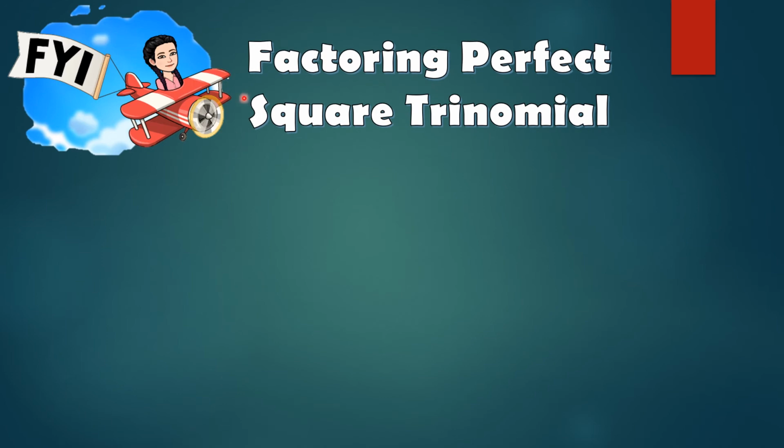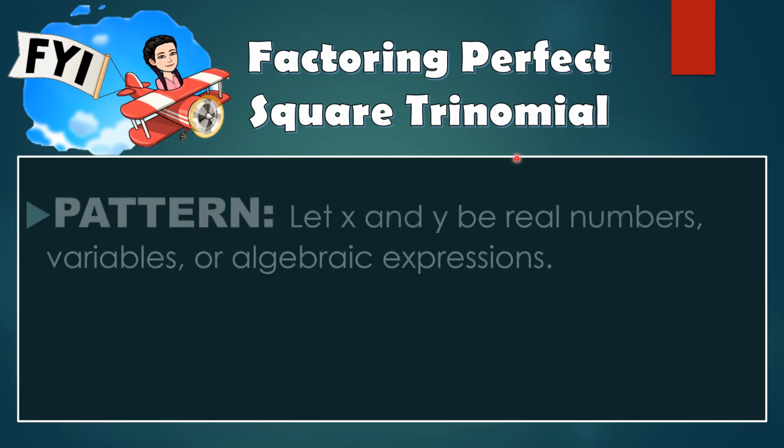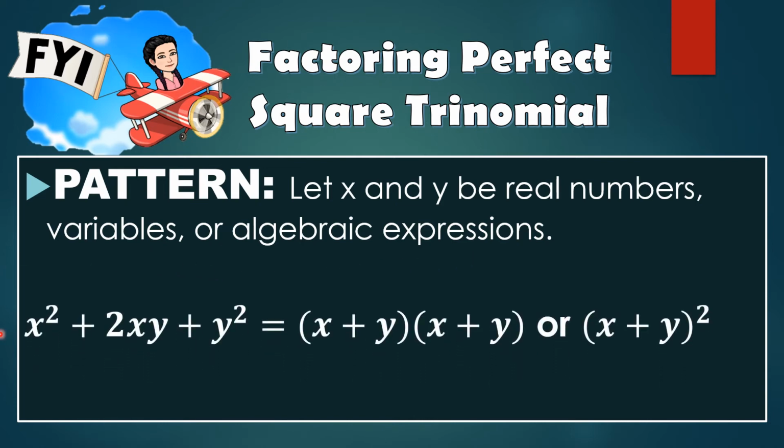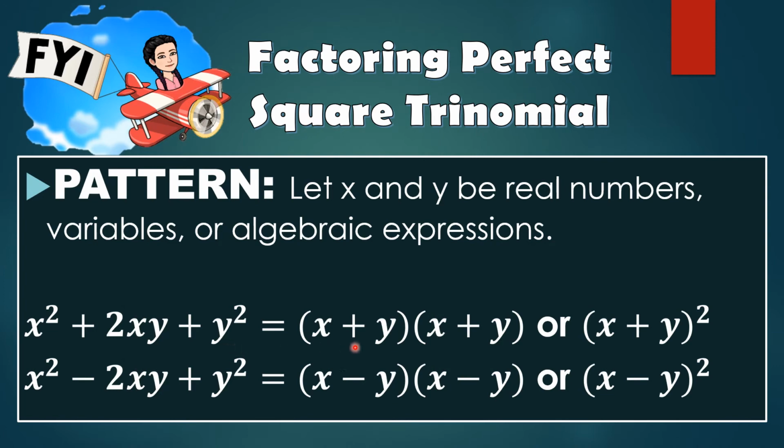So how are we going to factor perfect square trinomial? For the pattern, let x and y be real numbers, variables, or algebraic expressions. For x squared plus 2xy plus y squared, we have this factored form. For x squared minus 2xy plus y squared, we are going to follow this pattern.